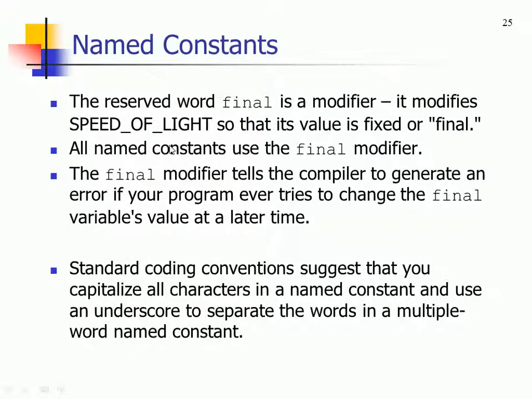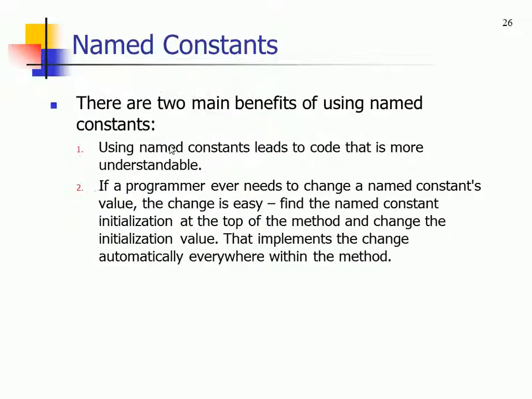Alright, so the final modifier tells the compiler to generate an error if the program ever tries to change it at a later time. Okay, standard coding convention says you capitalize all characters in a constant with an underscore. We talked about that. All right, there's two more benefits.